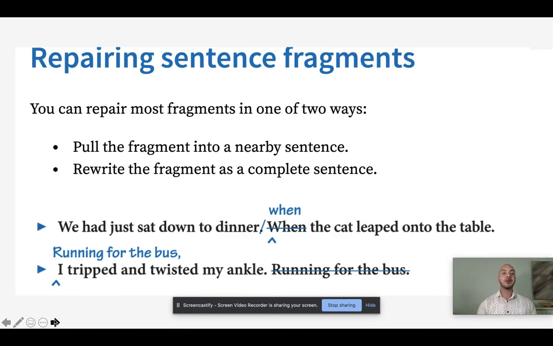Okay, so we already talked about how repairing sentence fragments, the best way to do it is to pull it into a nearby sentence, meaning combine it with the sentences that are nearby. Here are some more examples.